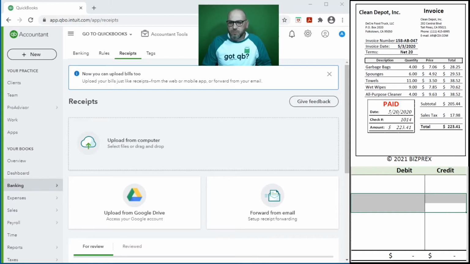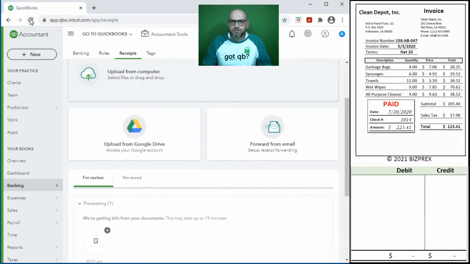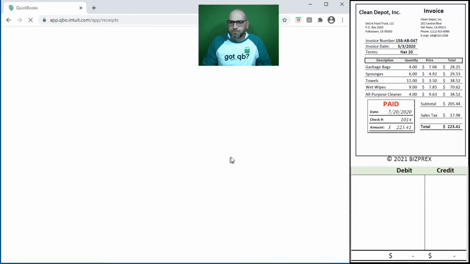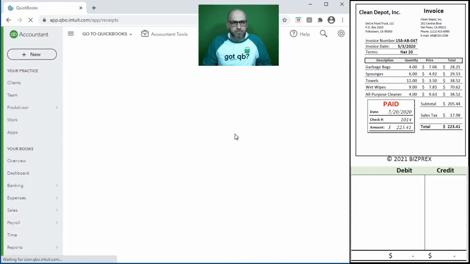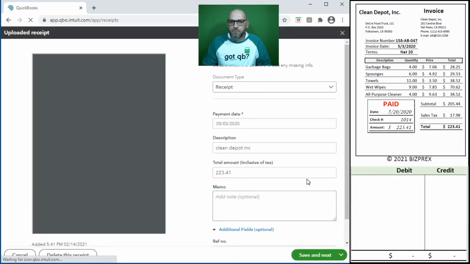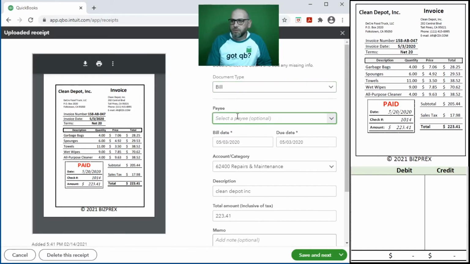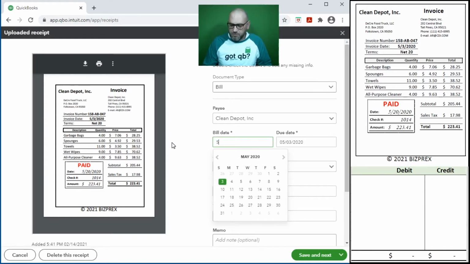Okay, let's continue with this mode of booking in this simulation. All right, here it is showing up. Let's go ahead and review. All right, here's our cleaning supplies. Again, previously we booked it in receipt mode. Now we're going to do it in the bill mode. And again, reconciliation will show us that we were successful. That's our ultimate check. So let's do that.